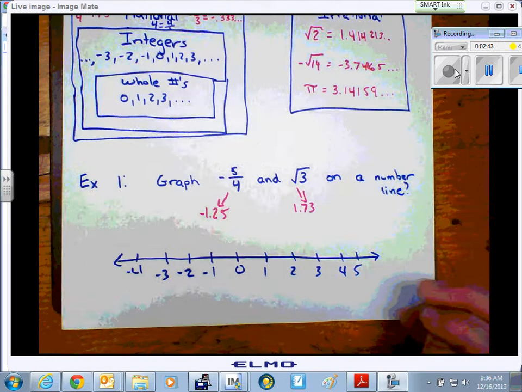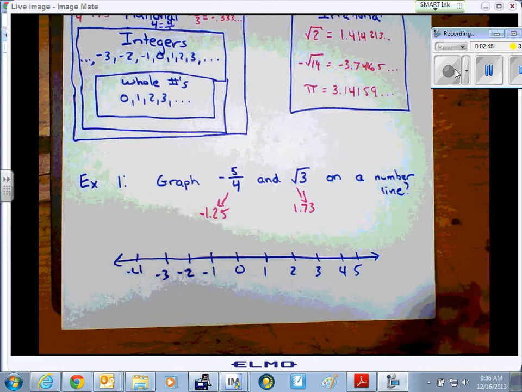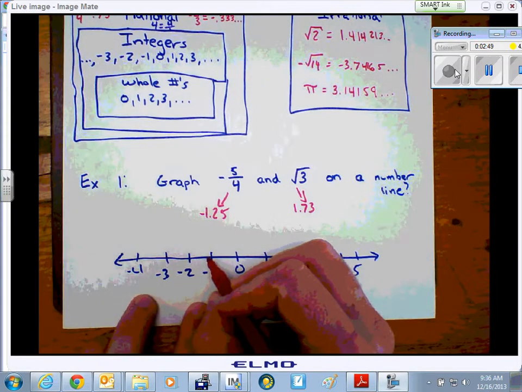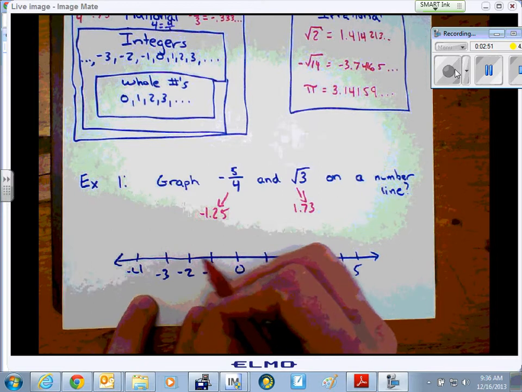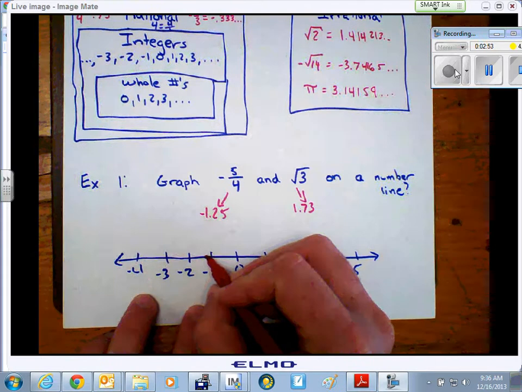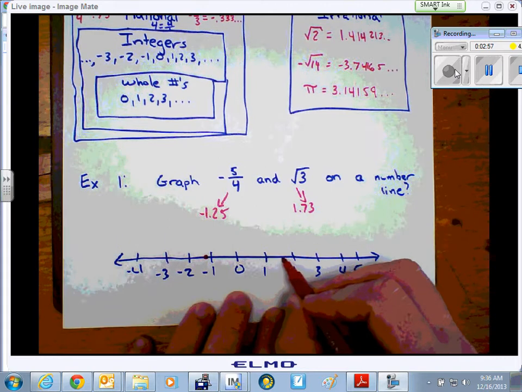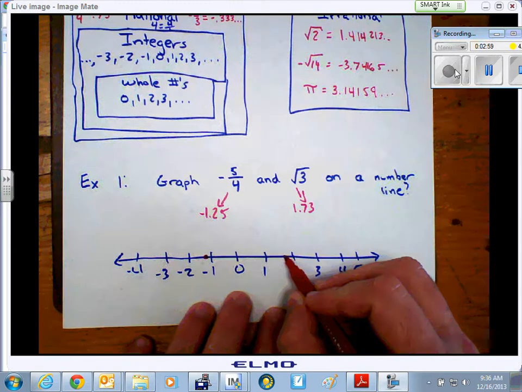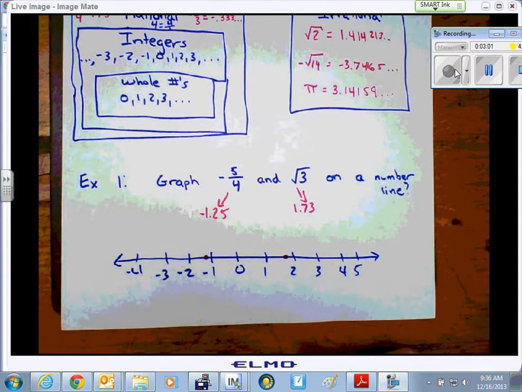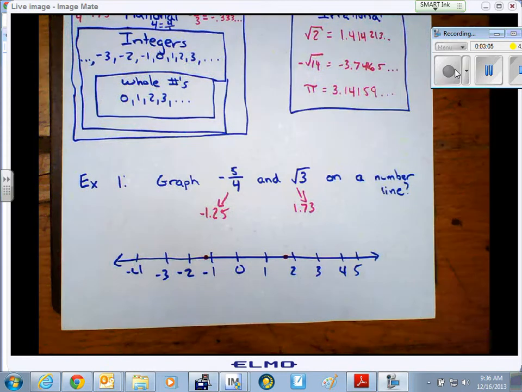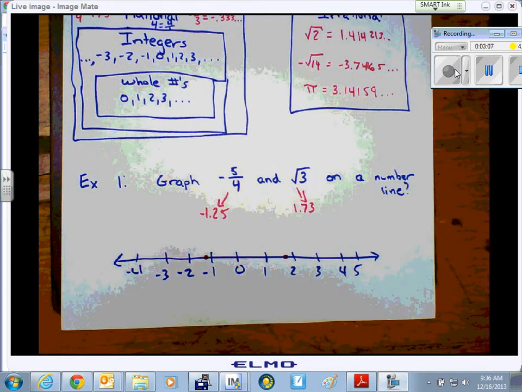And just do the best you can with the graph in these. It's not going to be perfect, but I want to be somewhere close to the right area. Like negative 1.25 is not quite halfway between -1 and -2. It's about here. And then 1.73 is a little bit more than halfway, so about right there. And then you're in good shape. So always convert these to decimals. It's a lot easier to kind of tell what's going on. Okay.